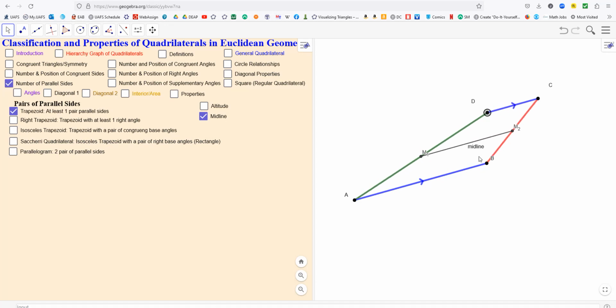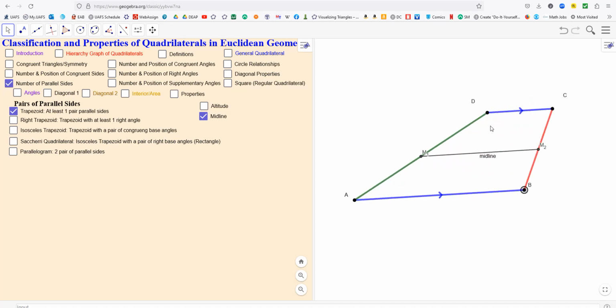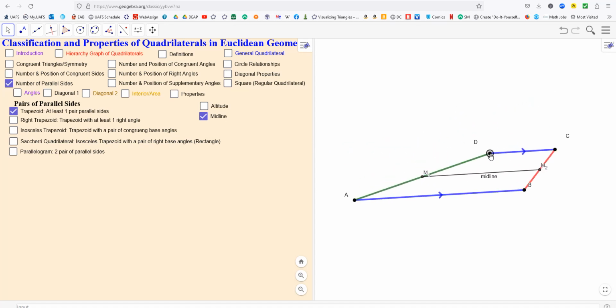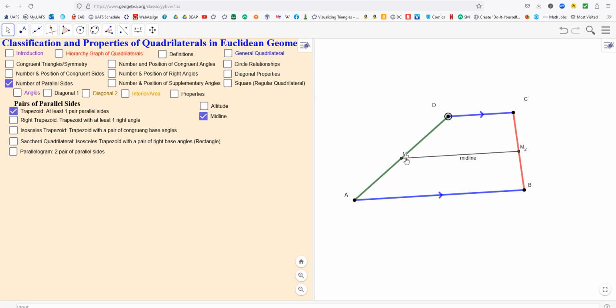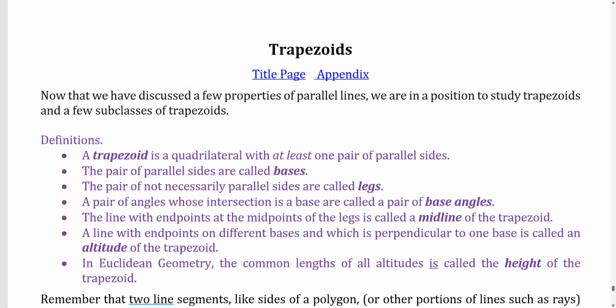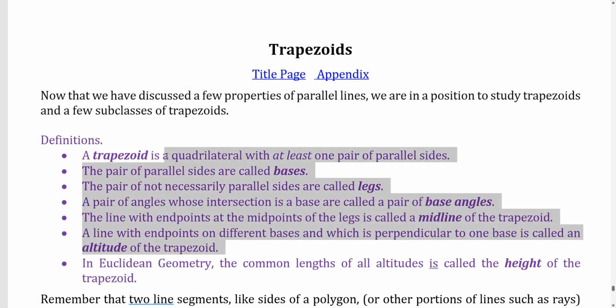Okay. So interesting properties that the midline might have: the midline connects the midpoints of the legs. Altitude is perpendicular to the bases. Okay, so I think we have base angles and bases. So let's talk about base angles next.